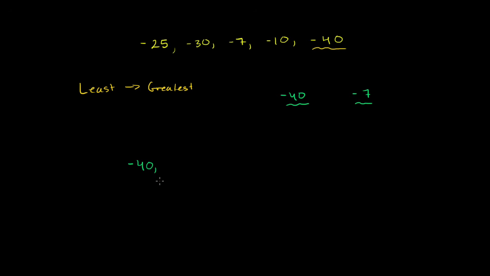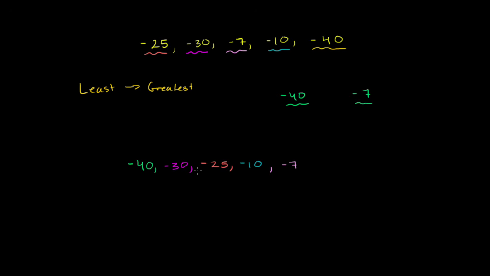Then the next smallest number would be negative 30. And then the next smallest after that would be negative 25. And then the next smallest after that would be negative 10. And then finally, the greatest of all of these numbers, and I will do it in pink, the greatest of all of these numbers is negative 7.